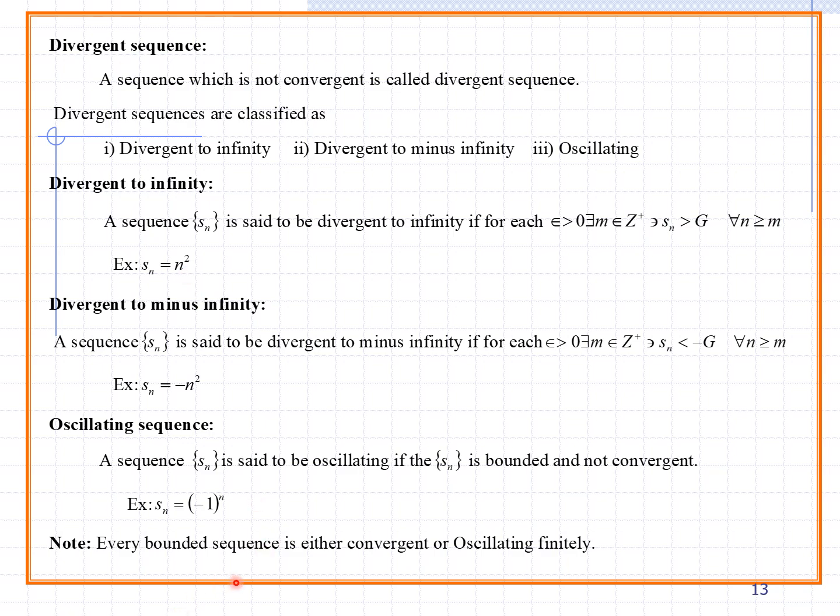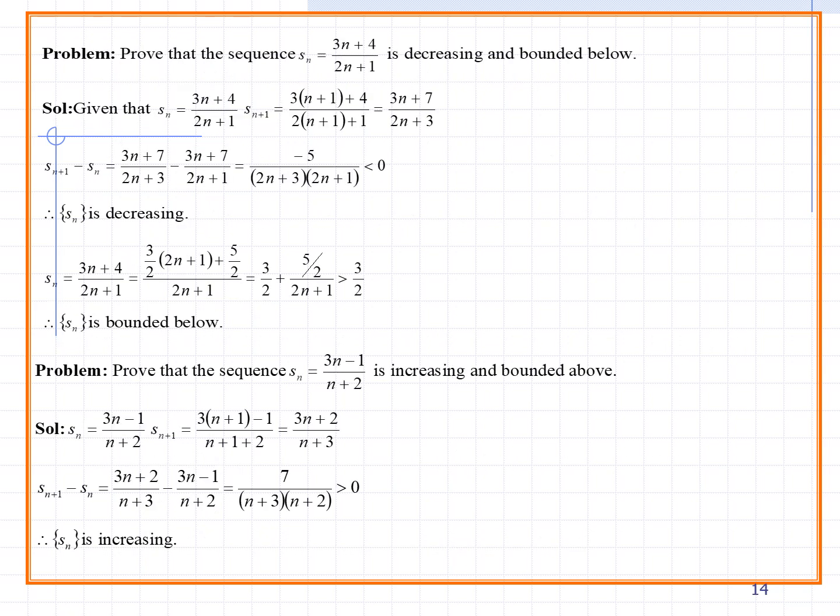So every bounded sequence is either convergent or oscillating finitely. Every bounded sequence is either convergent or oscillating finitely. That is a very important note point. It is an already proved theorem. Let us see some problems.